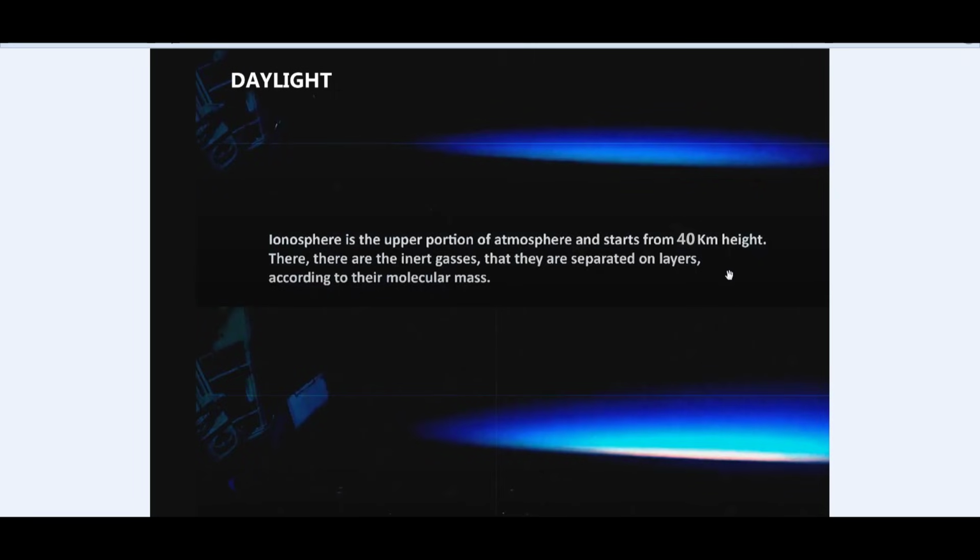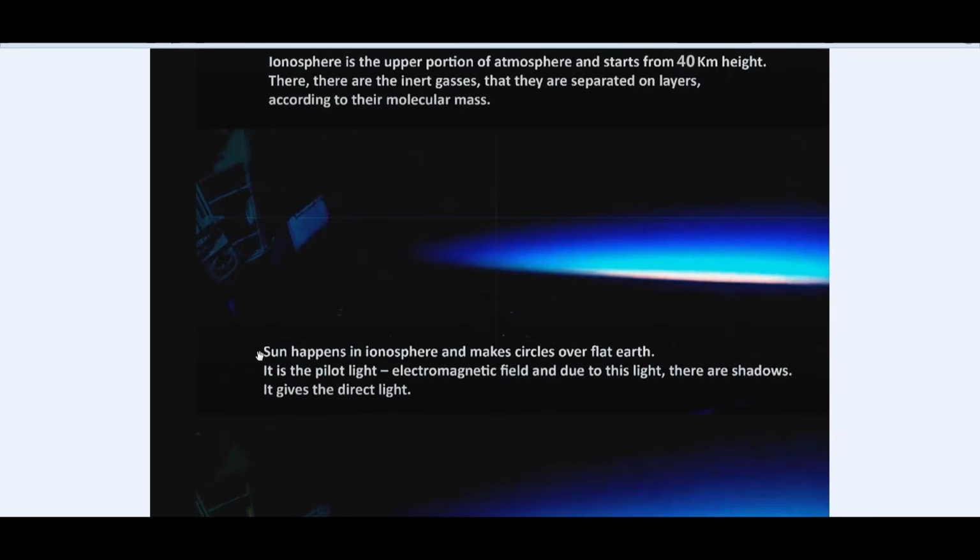Okay. There in the ionosphere, there are the inert gases, also called the noble gases. They are separated on layers according to their molecular mass because of their density. Okay, not gravity, but density. Very important, pure science. The sun happens in the ionosphere and makes circles over the flat Earth, but circles in the sense of analemma. Okay, so the actual movement of the sun is an analemma, but when it's put on paper or to interpret it, we see it as a circle.